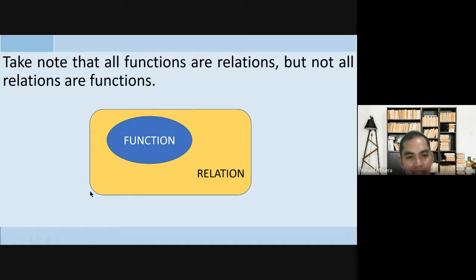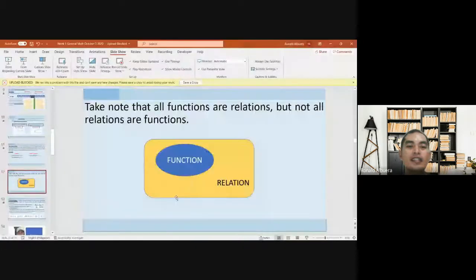If you look at this Venn diagram, the function is only a small portion of the rectangle which represents the relation. Okay? Take note that a function is a relation. Okay? But a relation is not a function. You see, the relation is very broad. Not all of it is a function.